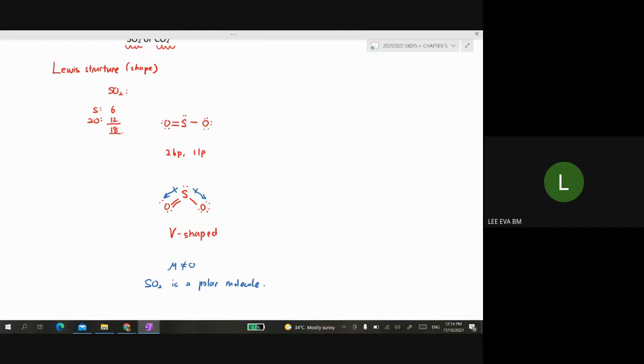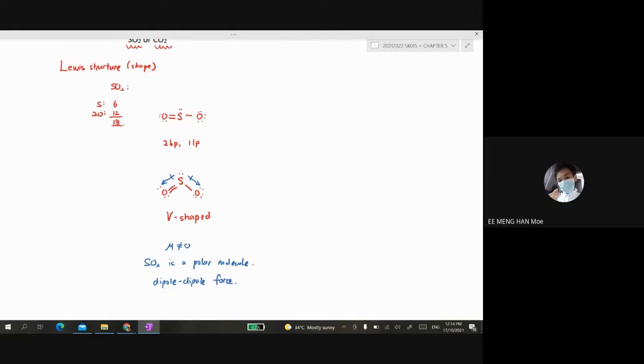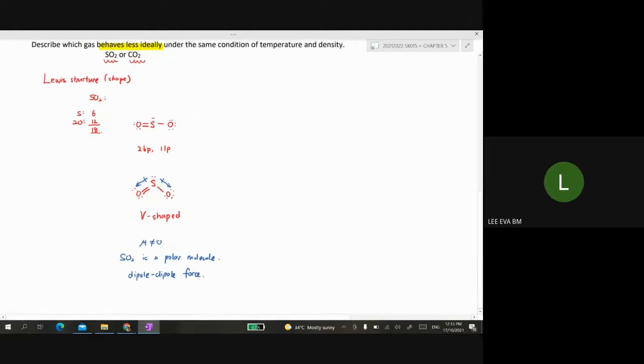Okay, so if SO2 is a polar molecule, what type of forces does it have as a dominant force? Dipole forces. Dipole forces. Okay, try to figure out what forces you have in carbon dioxide. London forces. Kita try juga lah. Yang ini kita nak practice balik awak punya chapter 4.